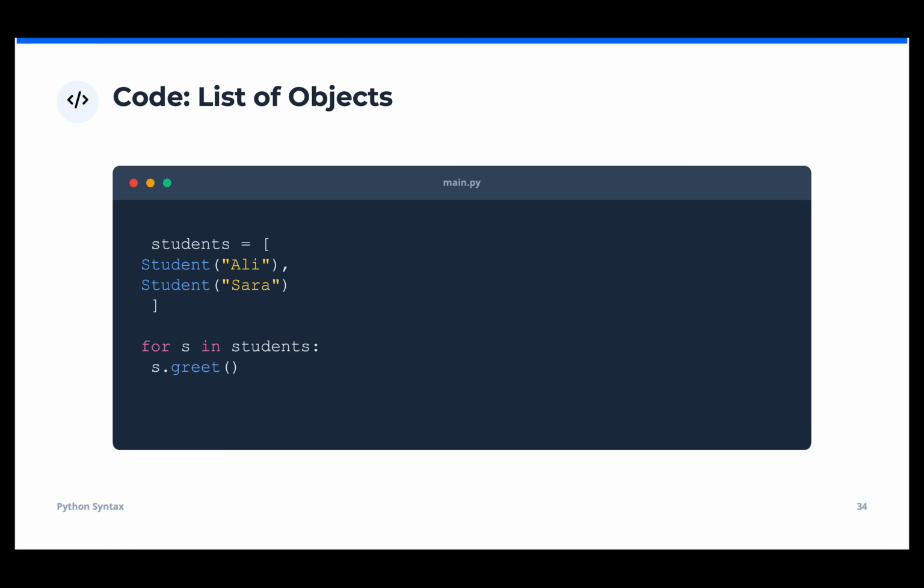This example is creating a list containing student Ali and student Sarah, then loops through the list and calls greet on each object. It shows that the objects can be stored in standard data structures and processed like other program values.